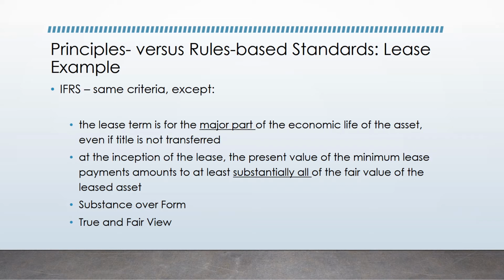So instead of having those bright line criteria, that very specific rule, which could then be avoided in the case of US GAAP, this is more vague. It does require more judgment, but it's ultimately going to emphasize substance over form, where the lease was more likely to get reported as a long-term lease and a long-term asset.